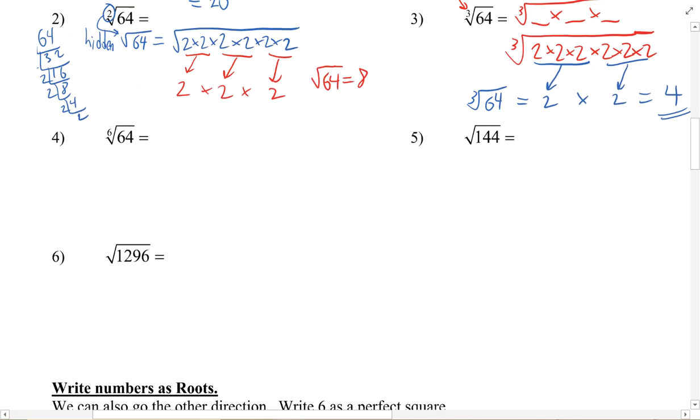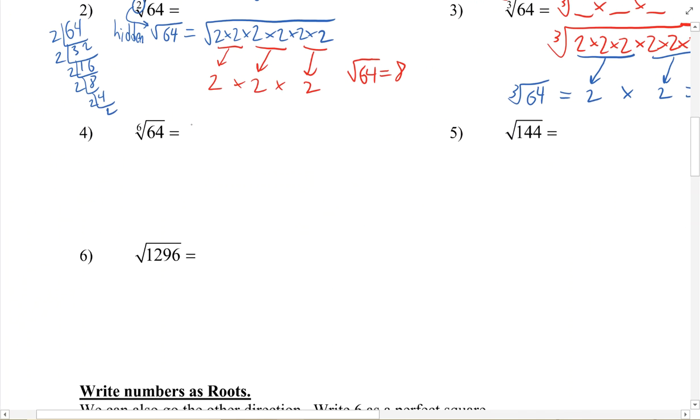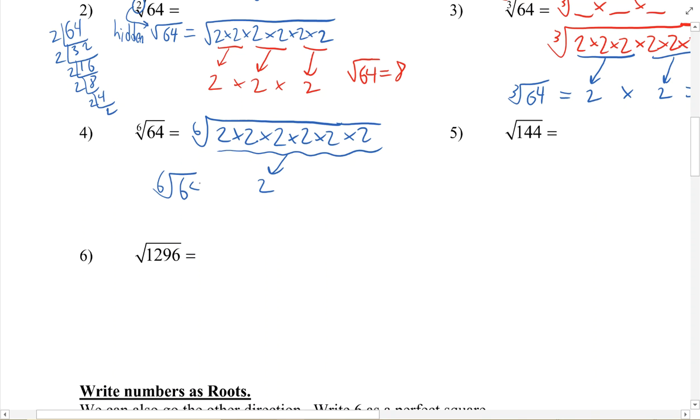All right, so let's go further on. Now we have 6. So if we're taking out the 6th root, our index is 6. Root 64, 64 is 2 times 2 times 2 times 2, 4, 5, 6 of them. So we're looking for groups of 6, and we can take out a single value of 2. So we can say the 6th root of 64 equals 2. Done. That's all there is.